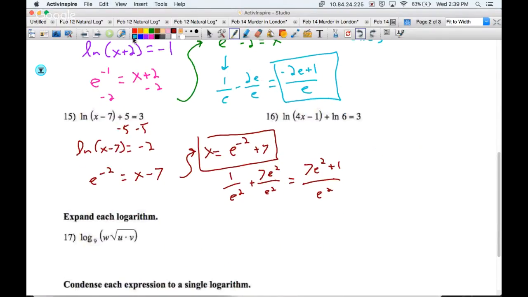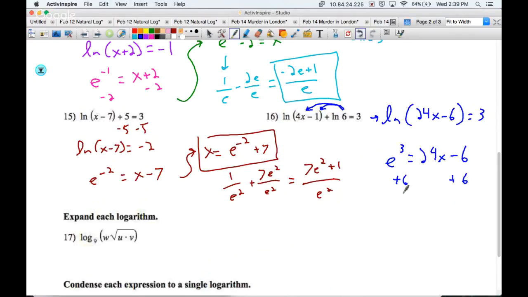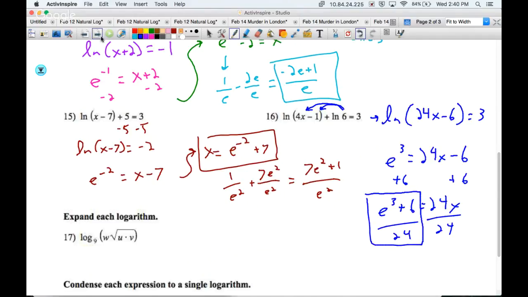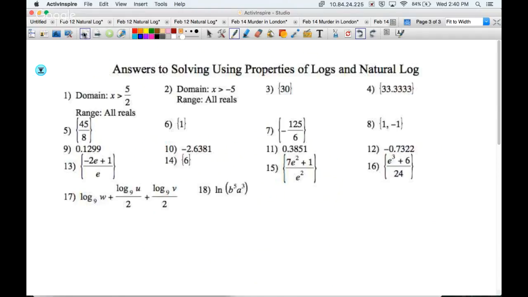This one here, we'll use a little property of logarithms to get started on it. We're adding two natural logs together so we can multiply their arguments. This here is going to become ln. When I multiply that 6 to the 4x into the 1, I'm going to get 24x minus 6 equals 3. So e to the third equals 24x minus 6. Add 6, add 6. E to the third plus 6 equals 24x. Divided by 24, divided by 24. Here's our final answer. E to the third plus 6 all over 24.